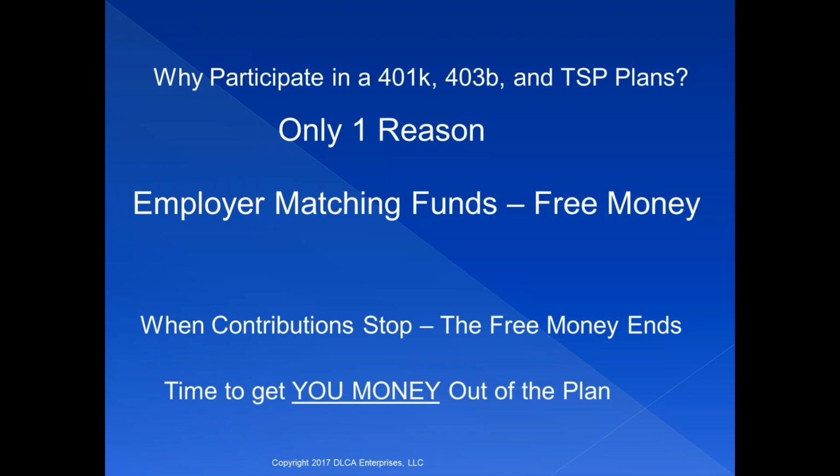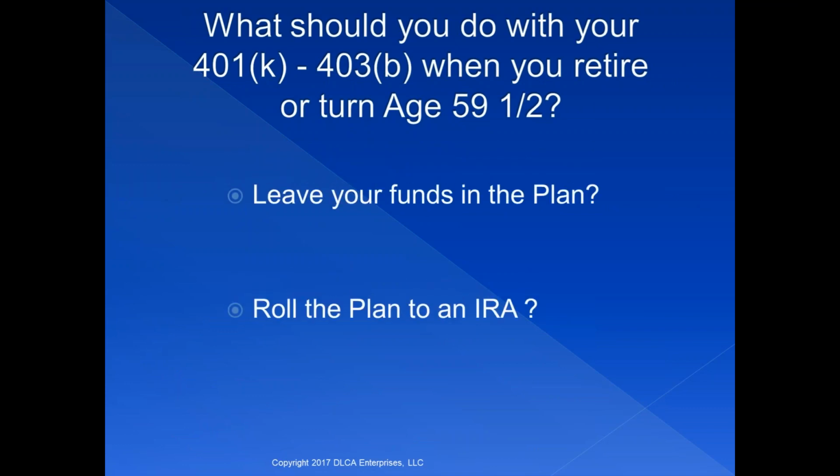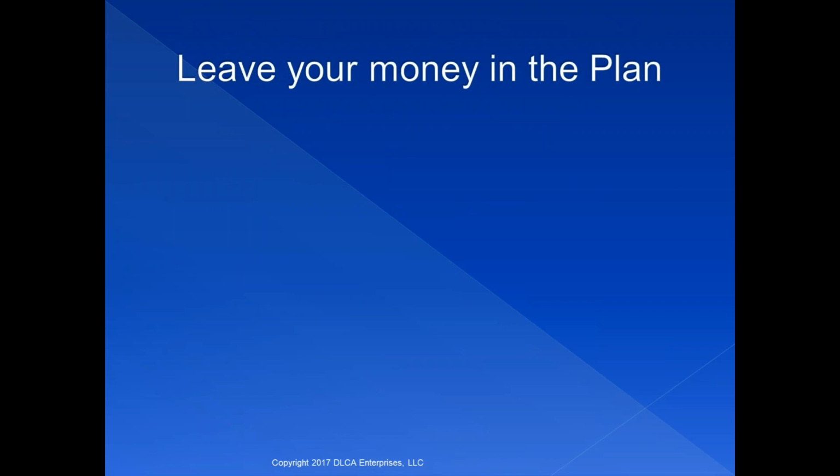It's time to get your money out of the plan, because the only reason to be in that plan has now been taken away. Move your money out. It no longer makes sense. So what should you do with those 401ks, 403bs, and other company or government-sponsored plans when you retire or turn age 59 and a half? You have two choices. You can leave the funds in the plan, or you can roll the plan to an IRA, or you can roll a portion of it to an IRA, whatever's going to work best. Everybody's circumstances are different. So let's take a look at leaving the money in the plan. Let me tell you what happens when people leave a job.